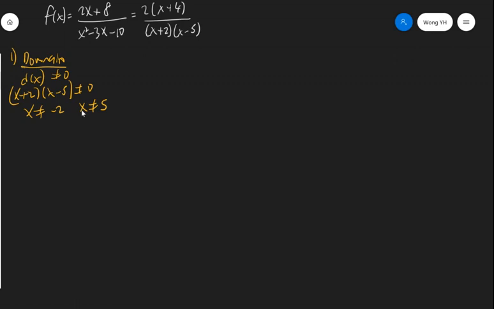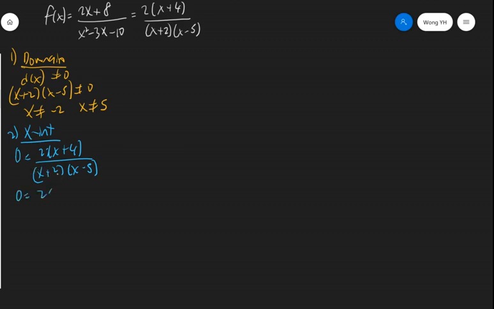All right, the next information that we can find is known as your x-intercept. So to find the x-intercept, we will set y equal to 0, in this case your f(x). So it means 0 equals 2(x + 4) over (x + 2)(x - 5). How do we get this? It is because 0 times the denominator, this 0 times this whole thing, will get 0.